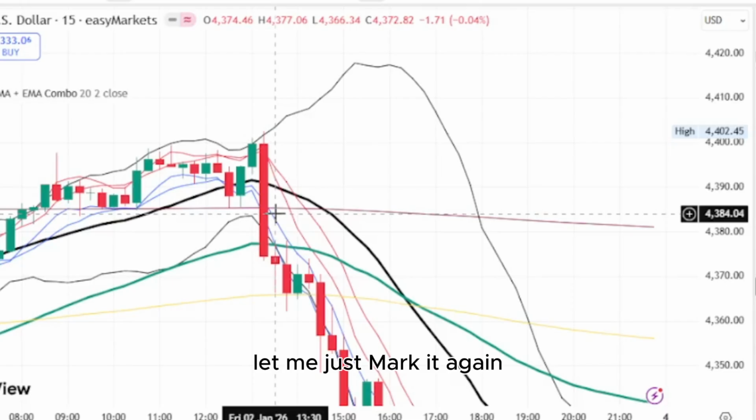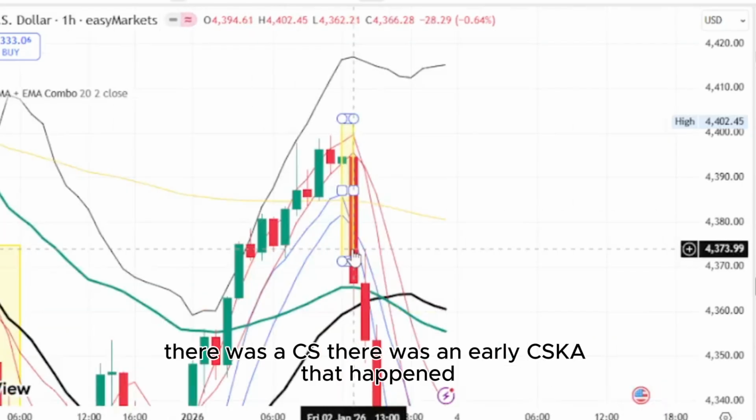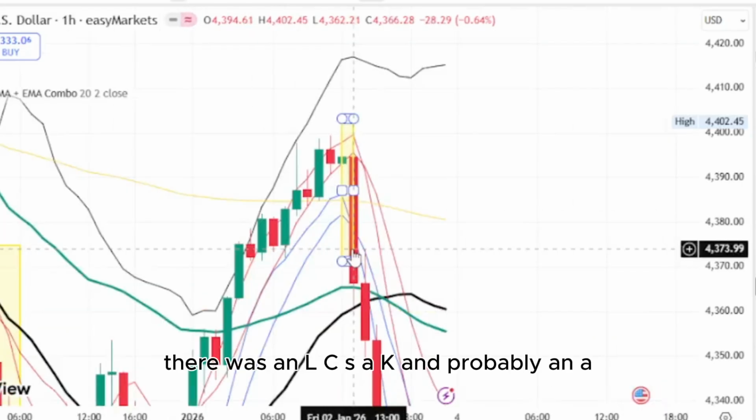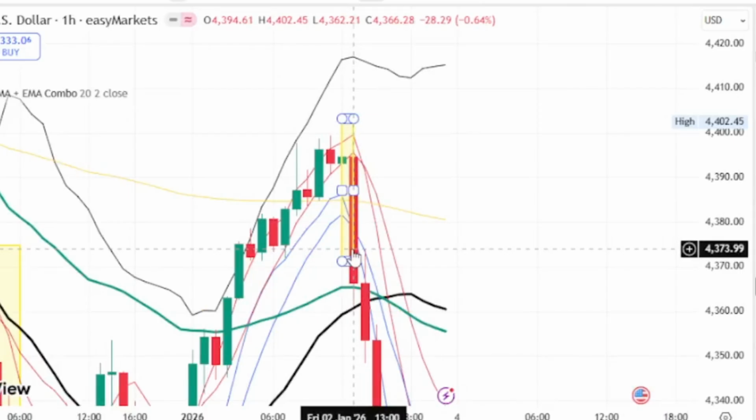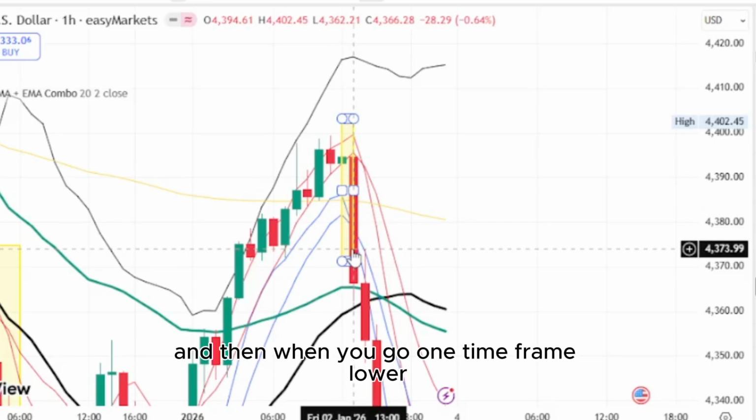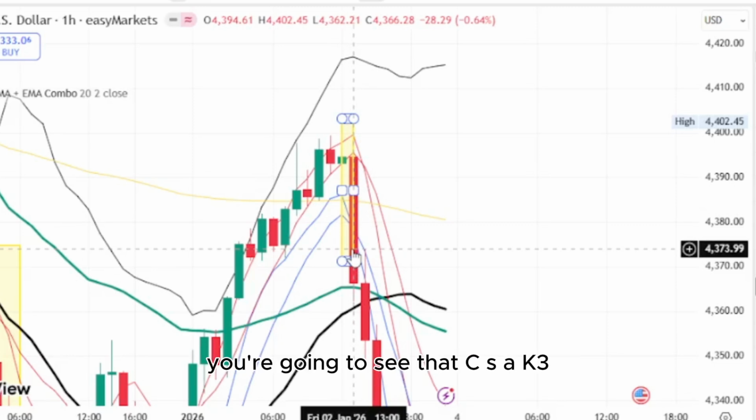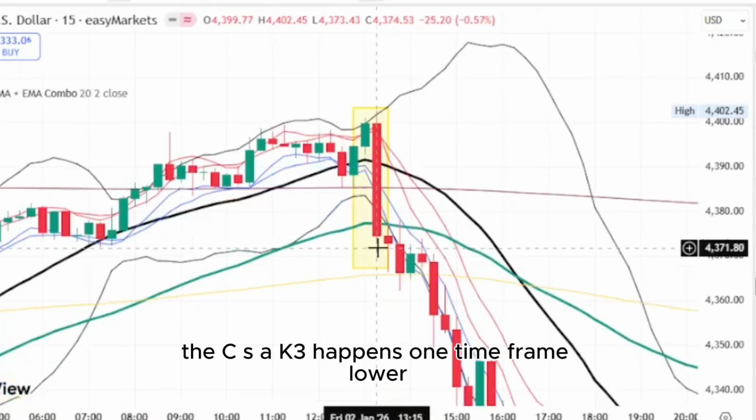If you go one time frame higher, which is 1 hour, what do you think happened here? There was an early CSAK that happened, and probably an MHV that happened here. And there was an early CSAK. So is it that what you are going to see is an early CSAK or a CSAK 2? Is it that you see CSAK 1 or CSAK 2 on a higher time frame? And then when you go one time frame lower, you are going to see that CSAK 3. So invariably, the CSAK 3 happens one time frame lower.